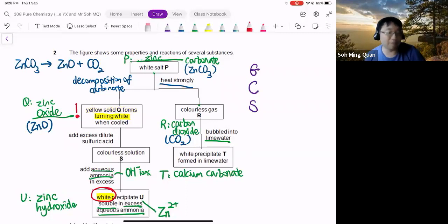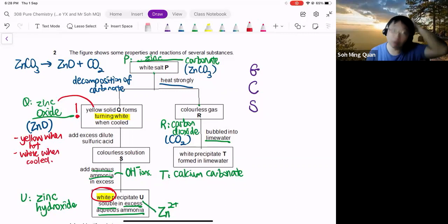Okay, so I put an exclamation mark there because you've got to learn. This one you will learn through practical. My Sec 4s learned it through practical, and I screamed this in their face many times already, so they know. Zinc oxide is one of those interesting, unique solids that you must know because it has a different color depending on temperature. It is yellow when hot, white when cool. Now you are encountering it for the first time. I'm not expecting you to memorize this immediately, but it's very useful.